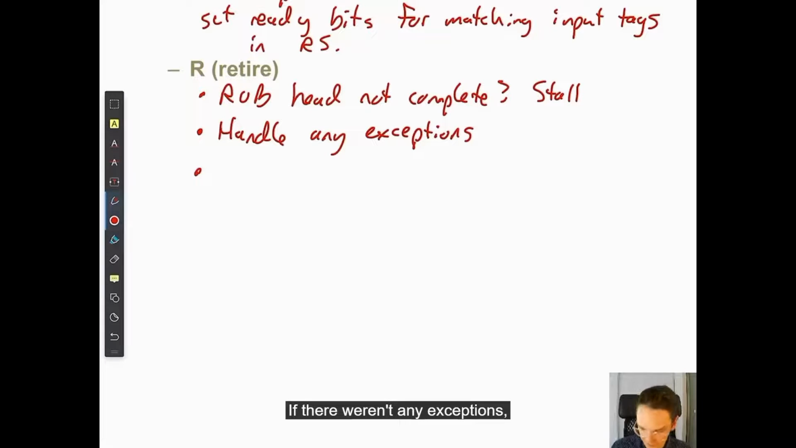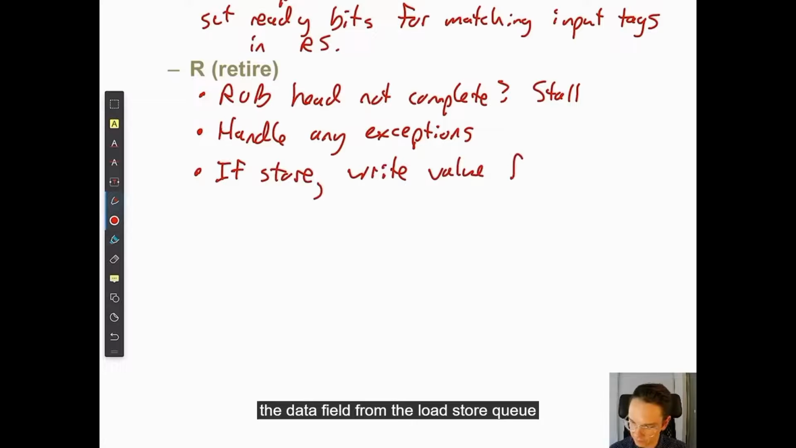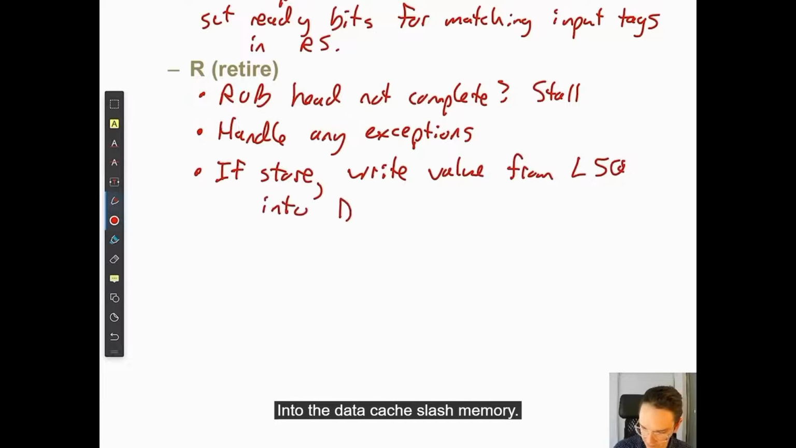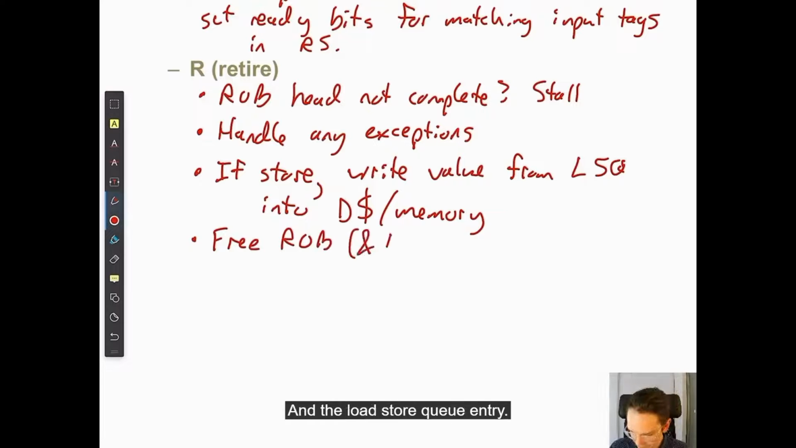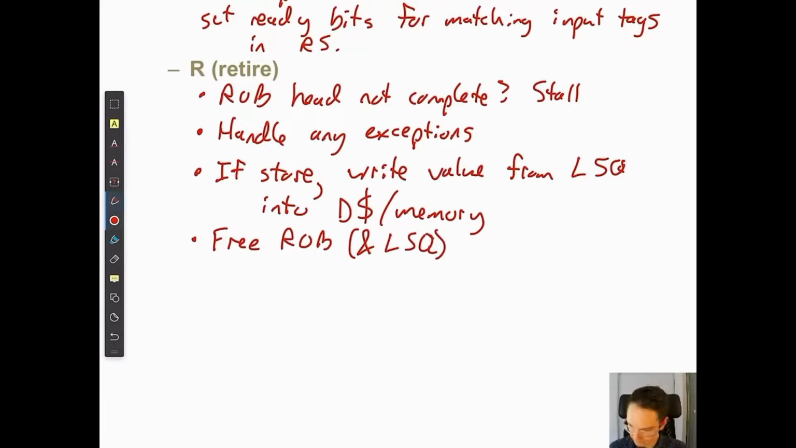If there weren't any exceptions, and if the instruction was a store, then finally we can write the value in the data field from the load store queue that I mentioned in the last video into the data cache / memory to ensure we have precise state not only in registers but also in memory. And now that we know that this head instruction is no longer speculative, its control path is certain, it didn't have any exception, then we can free the reorder buffer entry and the load store queue entry if relevant.